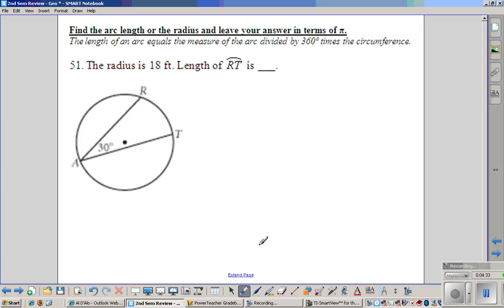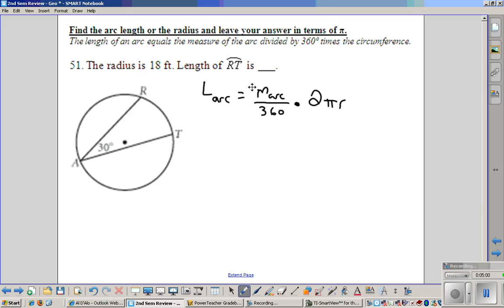Find the arc length. So arc length. Formula for arc length. I have it written up here. I don't really like that, so I'm going to write it this way. The length of an arc is equal to the measure of the arc divided by 360 degrees times 2 pi r, which is just the circumference. So this is a fraction of the circumference.